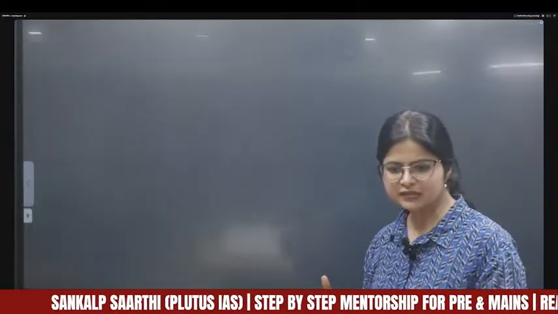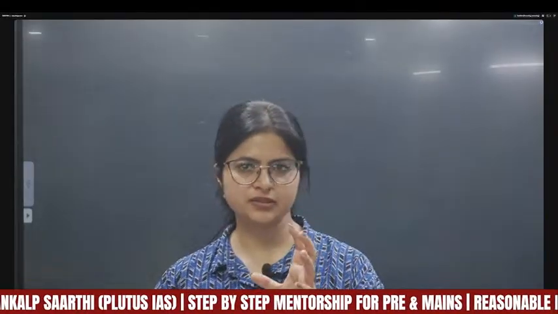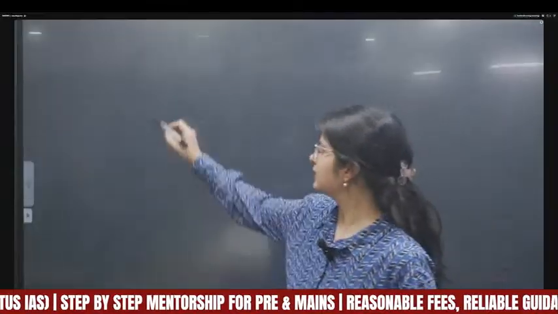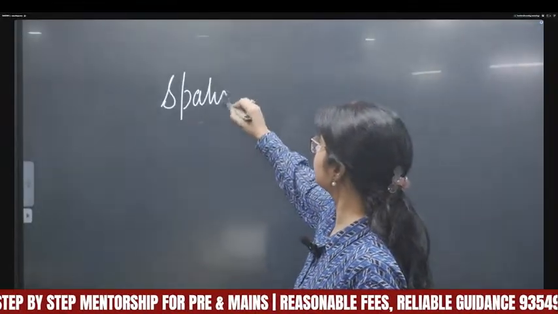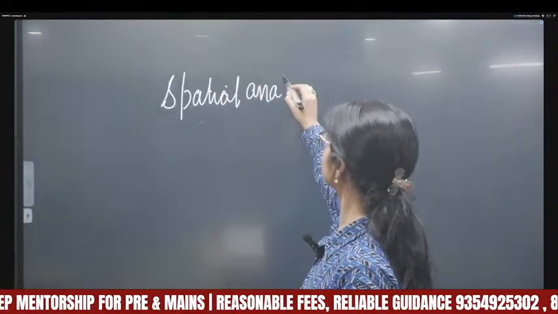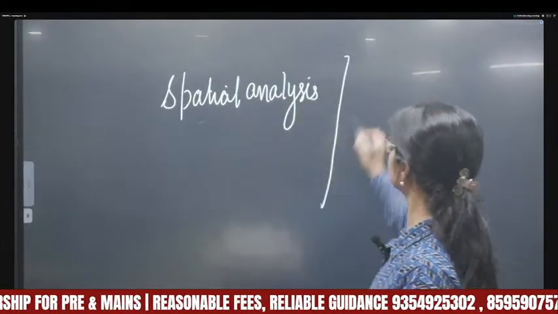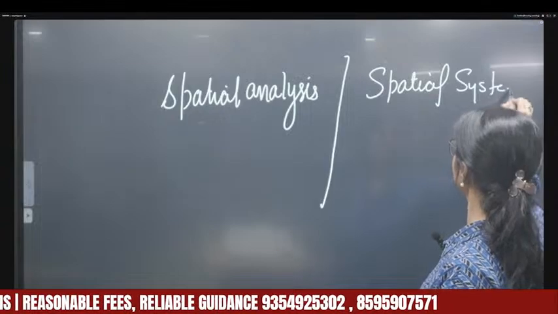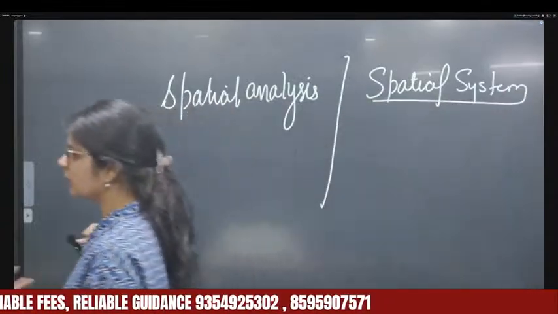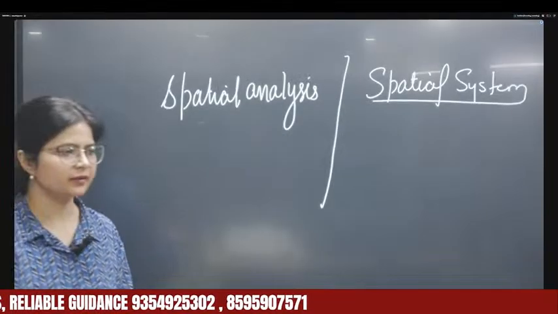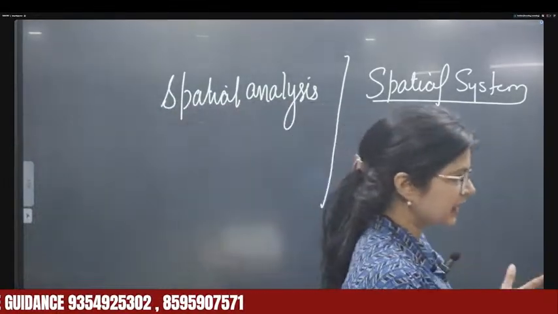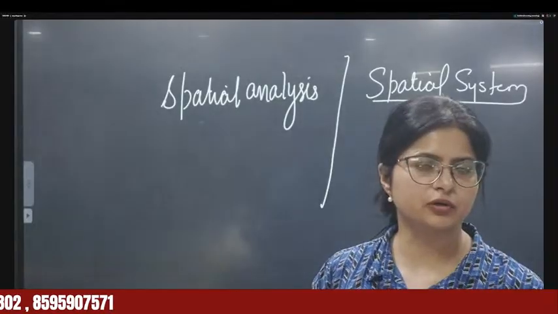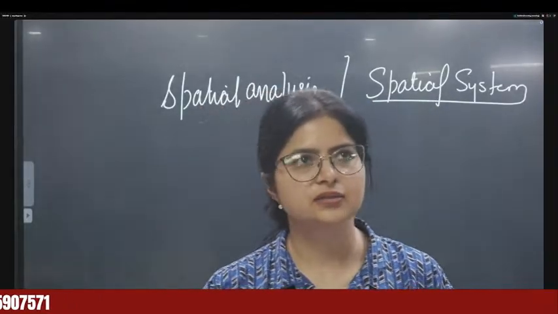So basically, the system analysis that we studied is different from the system, from the spatial system. There are two things, do not get confused. One is spatial analysis and one is the spatial system. Now what is the difference between the two? A lot of people take it as the same thing. Yes, almost. If I talk in a very layman language, then yes, they might sound the same. But when you're writing, when you are a student of geography optional, you have to bring in the difference, like the other scholars have.